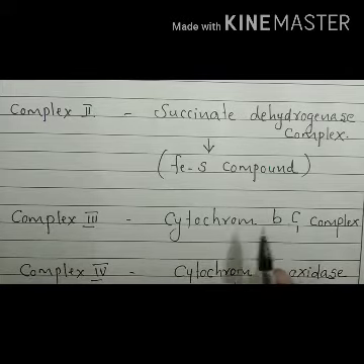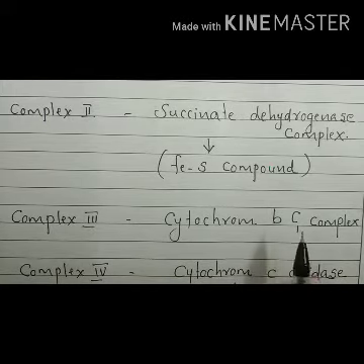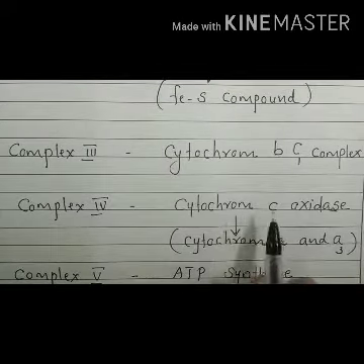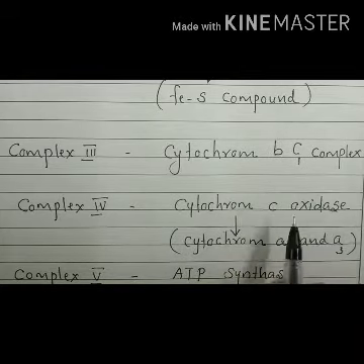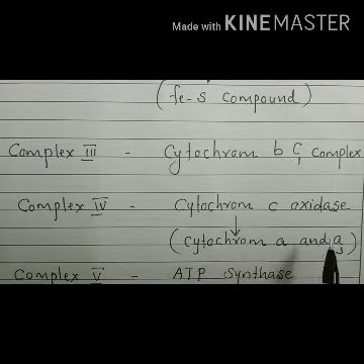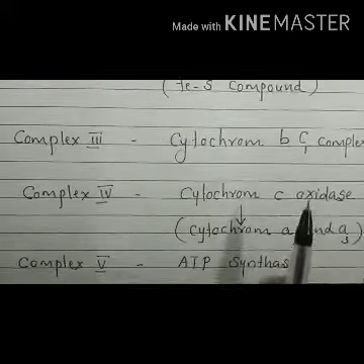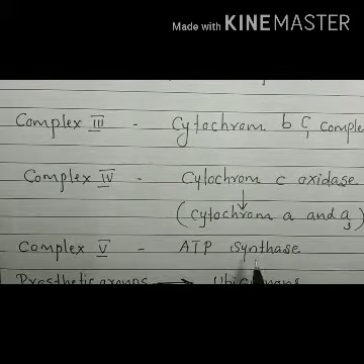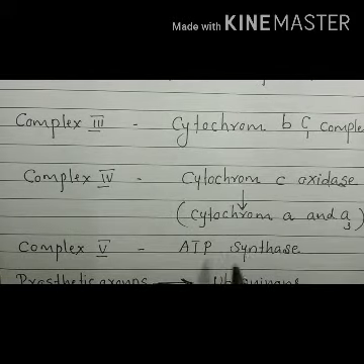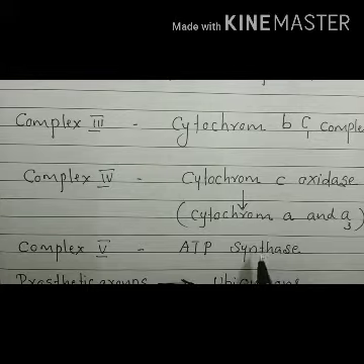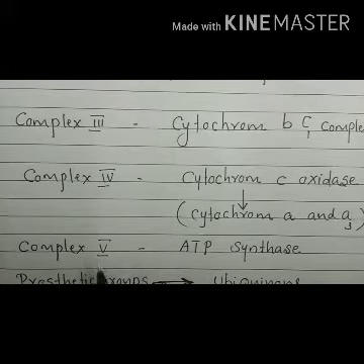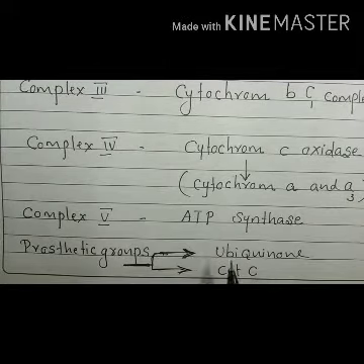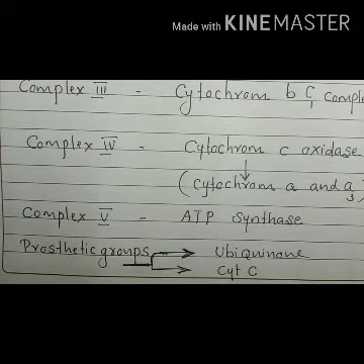Here 2 cytochromes are present, B and C1. Then comes the fourth complex, that is cytochrome C oxidase, which consists of cytochrome A and A3. And the fifth complex is ATP synthase that we have studied. This is an enzyme which consists of 2 particles, F0 and F1 particles, which is coming under the fifth complex. In addition to these 5 complexes, we can see 2 prosthetic groups. They are ubiquinone and cytochrome C.